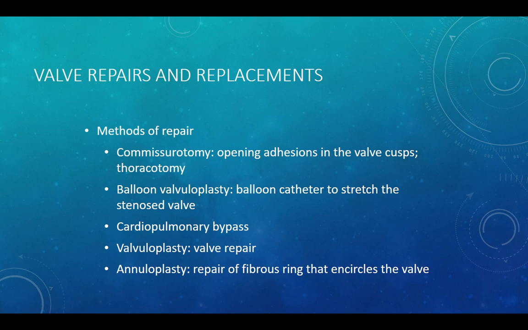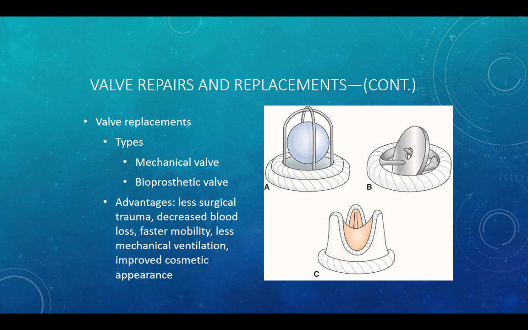Then there's a cardiopulmonary bypass. There's a valvuloplasty, which is also where you can do your valve repair. And then you have an annuloplasty, which repairs the fibrous ring that encircles the valve, and that can also be done through your groin. So that works out fairly well.